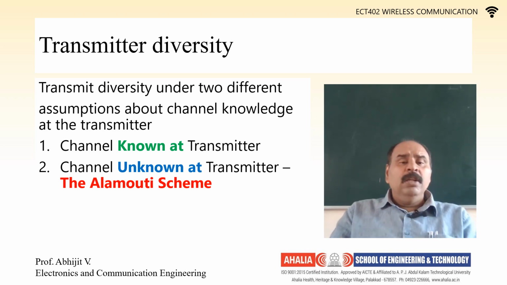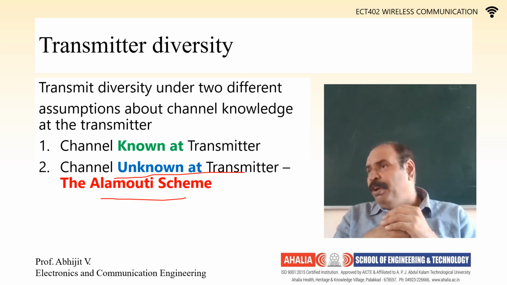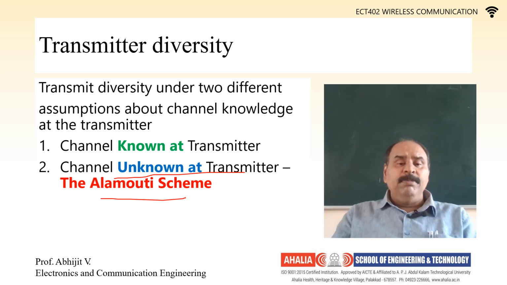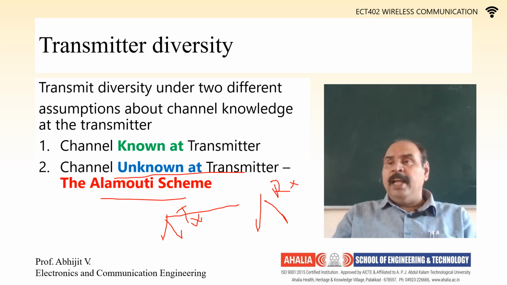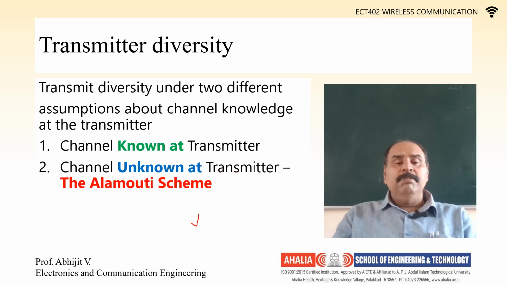Is that okay? Now, the second part that you are going to study, the channel unknown to the transmitter, is a unique scheme known as the Alamouti scheme. In the first scheme, you have a transmitter, Tx, and you have a receiver here. There is a feedback system that feeds back to the transmitter so that the channel information is known to the transmitter. So this is called the first method. We'll find out the parameters for the first method.